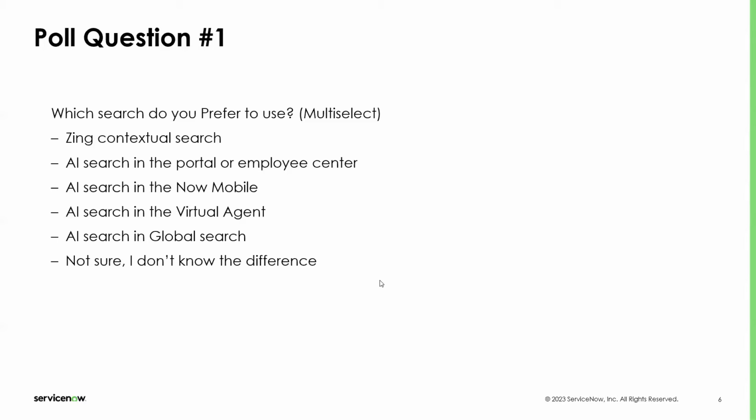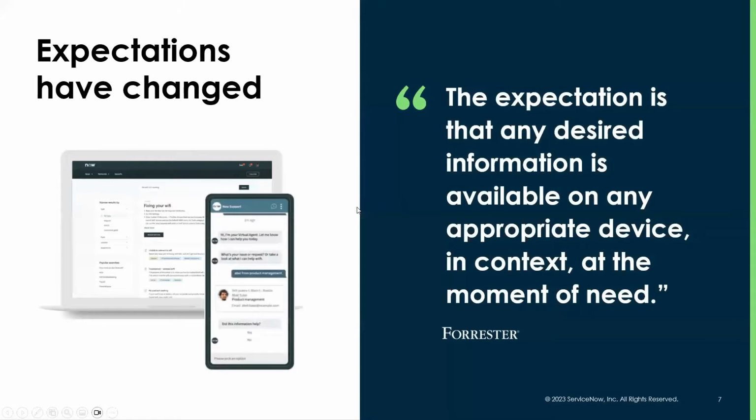The majority of us said they're using AI search in the portal or Employee Center, which really looks good. And a couple of folks are using virtual agent as well as global search. Yeah, I can see a couple of folks still using Zing. So, interesting. All right, good. So with this, I will move on to the slides.